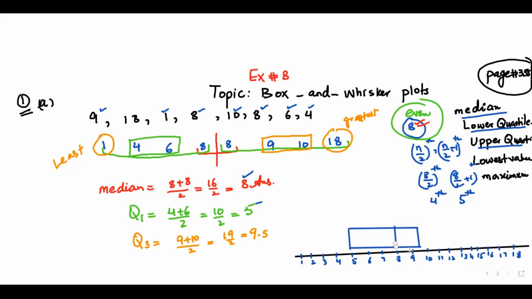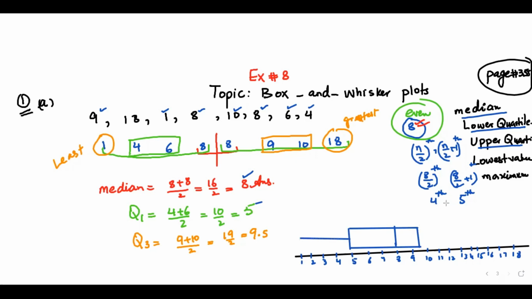After completing this box, it represents that this central line is your median. This line is your Q1 and this line is your Q3. Now you have to draw the starting and ending point of the data. So this is my starting point. From this point, I draw a line to the box over here. And then the last point is 18. From the 18 point also, you have to draw a line to the box over here.